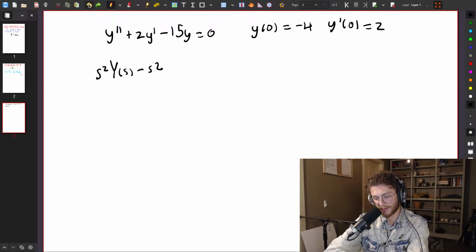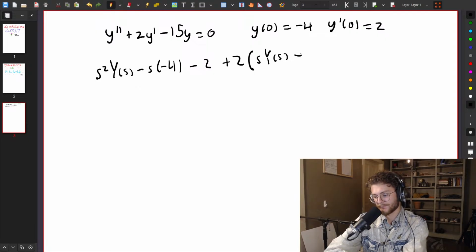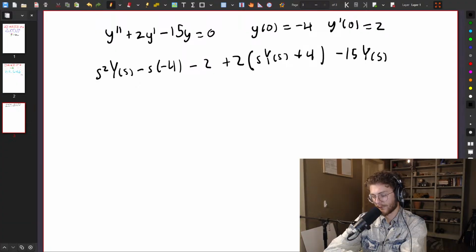No, it's y naught, right? Negative 4, minus y prime naught, which is 2. Plus 2 times s times y of s minus y naught, which is negative 4, so it's plus 4. Close parentheses, and that's minus 15 y of s. And all that stuff is equal to 0, which is kind of nice.